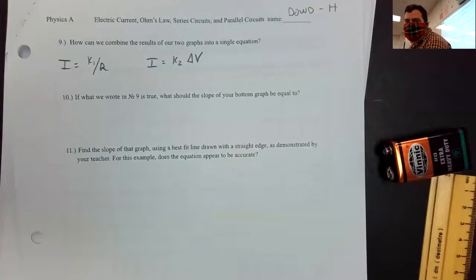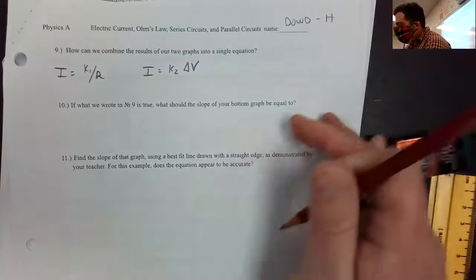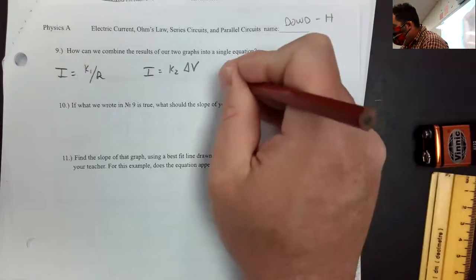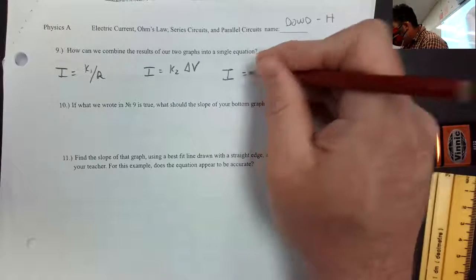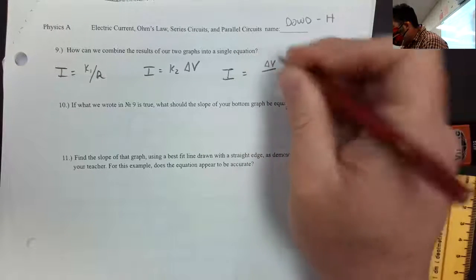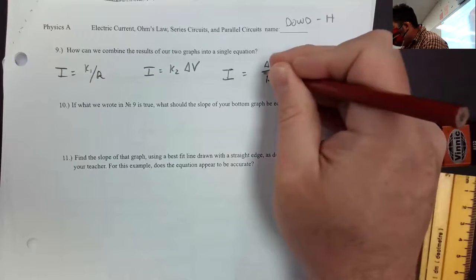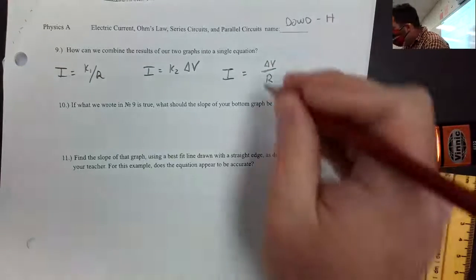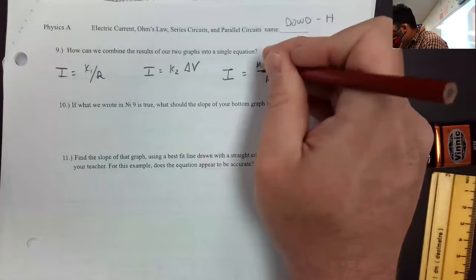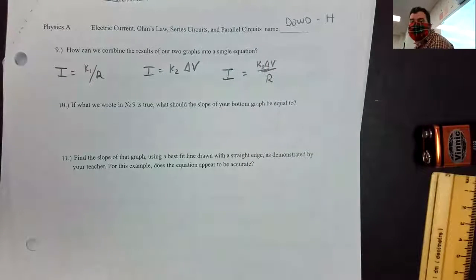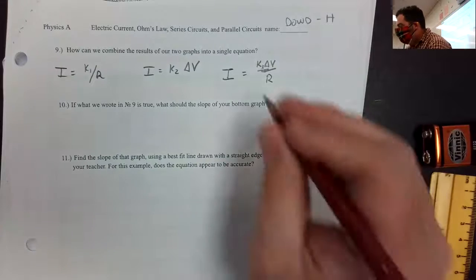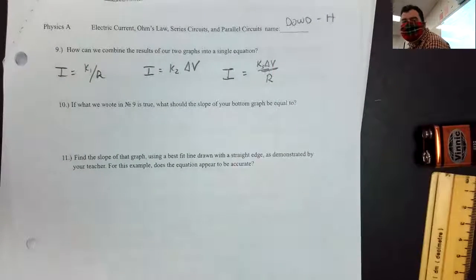So you could combine these into one master equation. It's got current on this side. It's got potential difference on top and resistance on the bottom. And what about the Ks? Well, they would all be combined together into some other number, K3. And that becomes the equation we can use to relate these three variables.